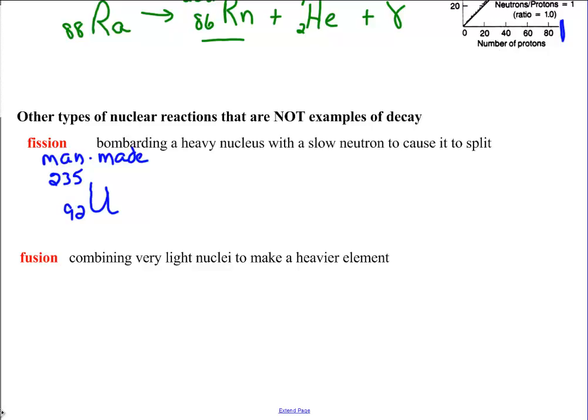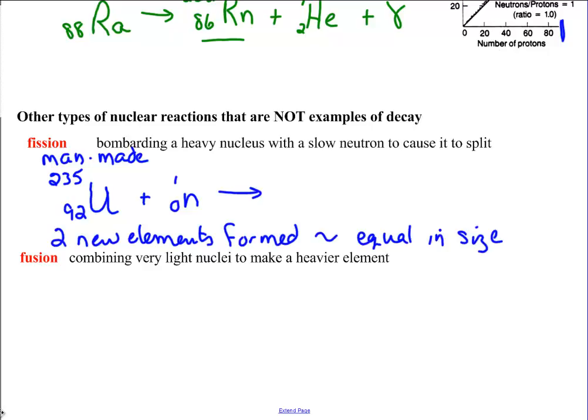Uranium's element number 92. So I'm going to add a neutron, mass of 1, charge of 0. So I have to keep track now that my total mass on the left-hand side is 236, not 235. And when fission happens, there are 2 new elements formed, and they are approximately equal in size. They aren't going to necessarily be exactly equal. And what we find is we're usually going to end up getting elements in the 5th or 6th rows of the periodic table.